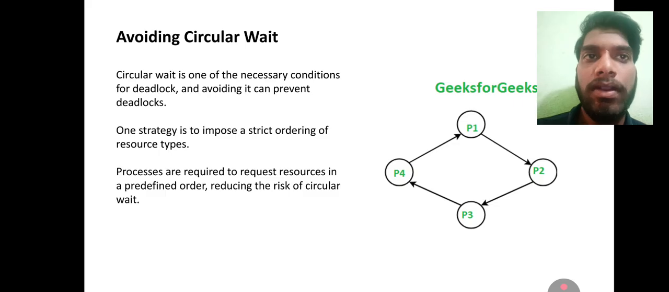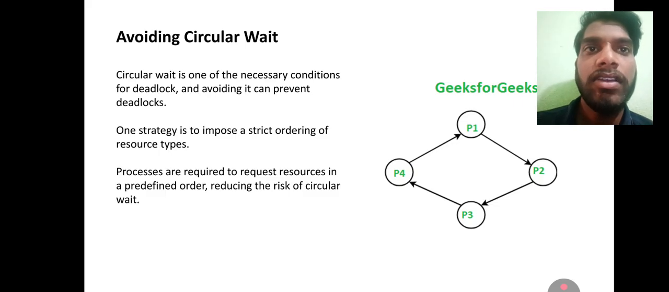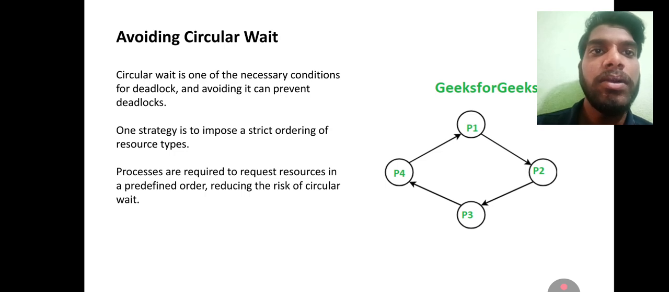Avoiding circular wait. Circular wait is one of the necessary conditions for deadlock, and avoiding it can prevent deadlock. One strategy is to impose a static ordering of resource types. Processes request resources in a predefined order, which reduces the risk of circular wait.